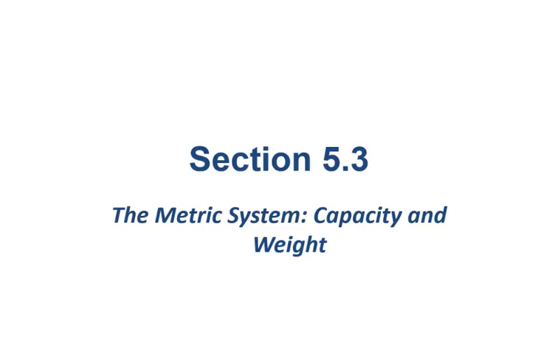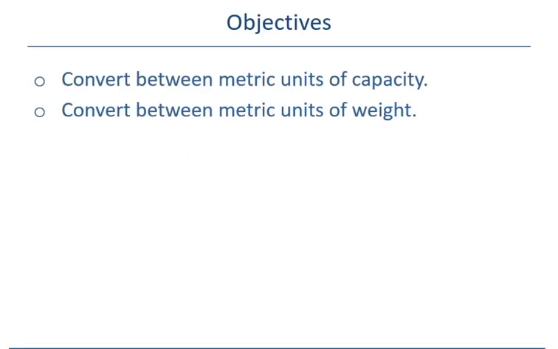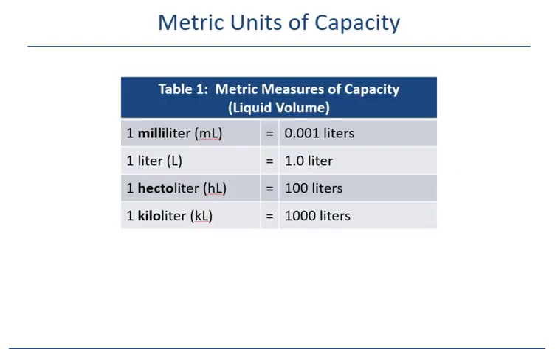Okay, section 5.3, the metric system, capacity and weight. Convert between metric units of capacity, convert between metric units of weight. Let's start looking at some of our, once again, our tables. Table 1, we've got 1 milliliter, we've got liters, hectoliters, and kiloliters.